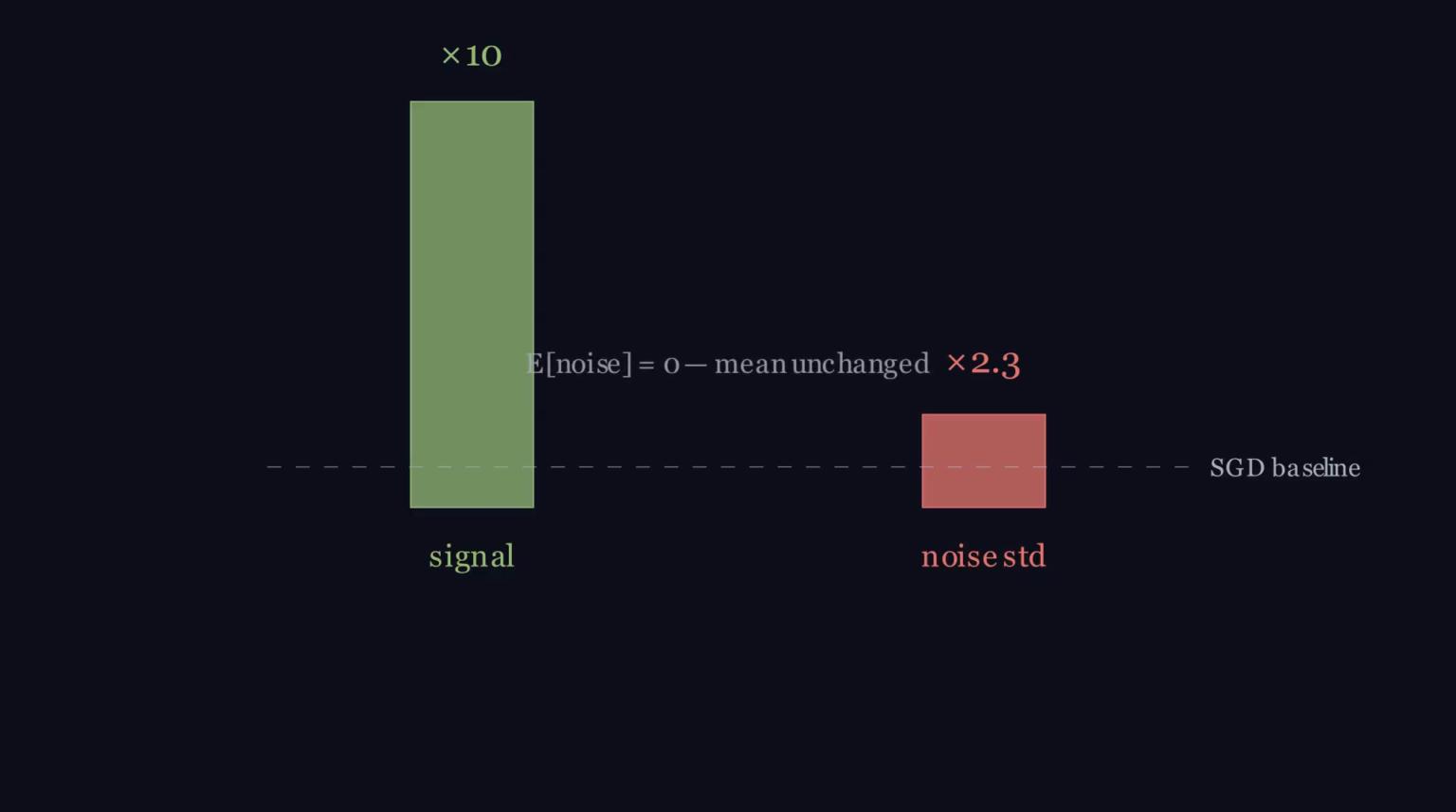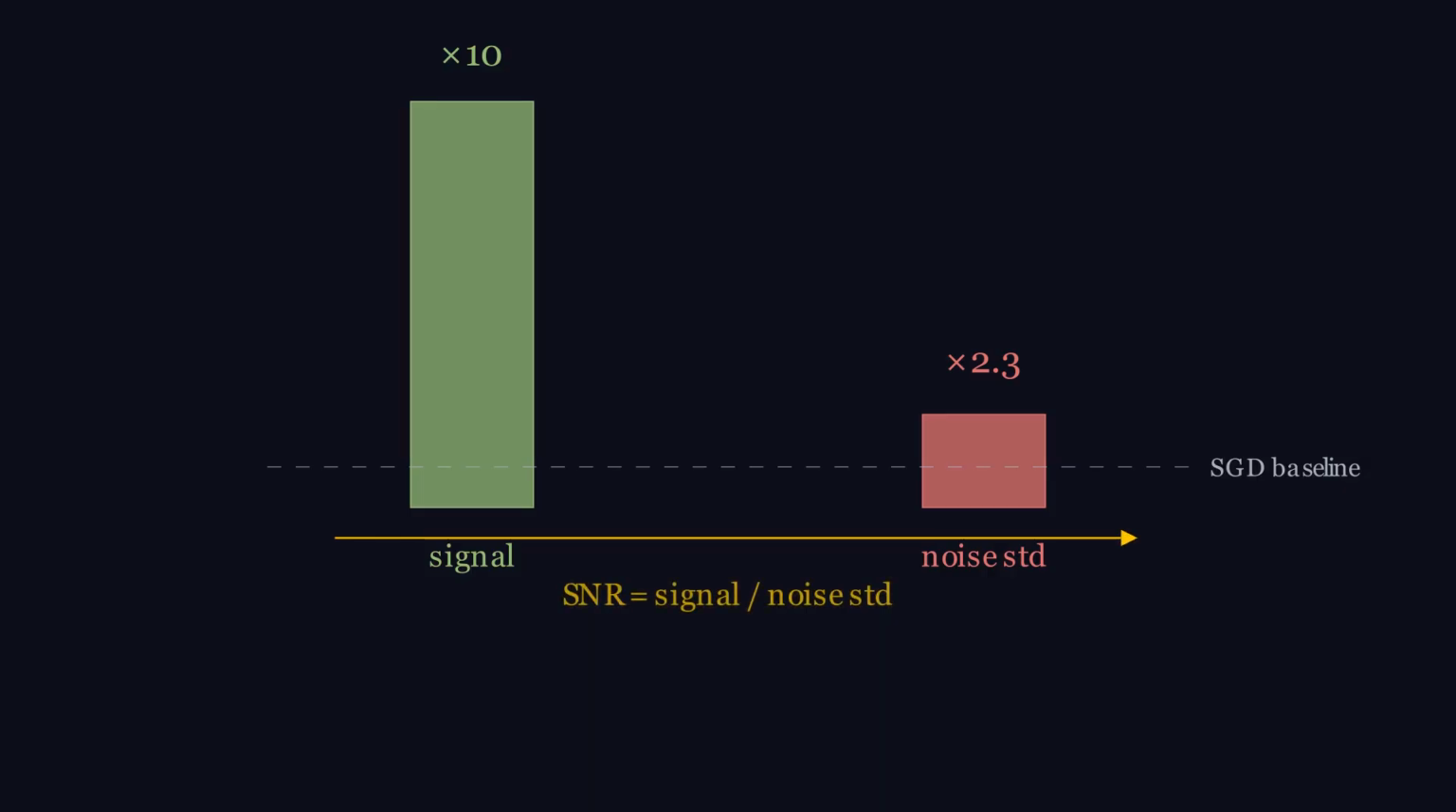This seems to contradict intuition. If averaging filters noise, shouldn't noise decrease? The answer is yes in the mean. The expected value of the noise is still 0. Averaging drives the mean toward 0. But variance doesn't cancel under addition, it adds. Each term's noise contributes its variance to the total, independently, without cancellation. So the absolute noise size grew, even as the mean stayed at 0.